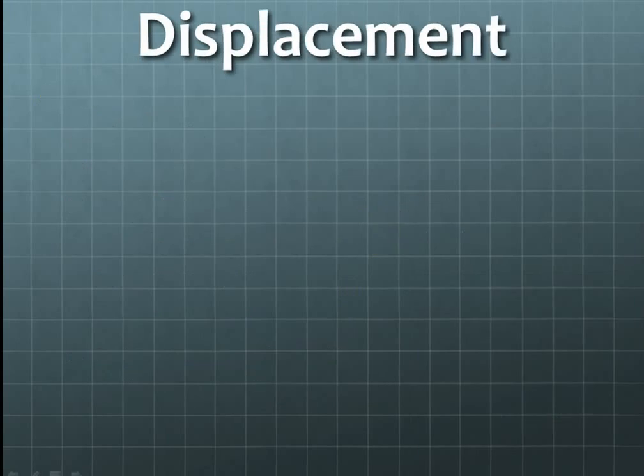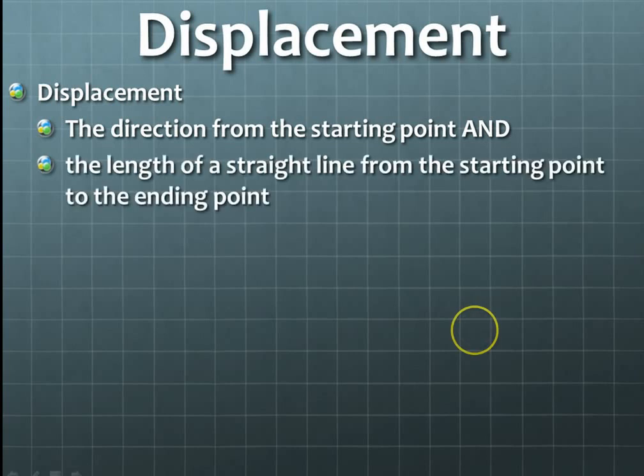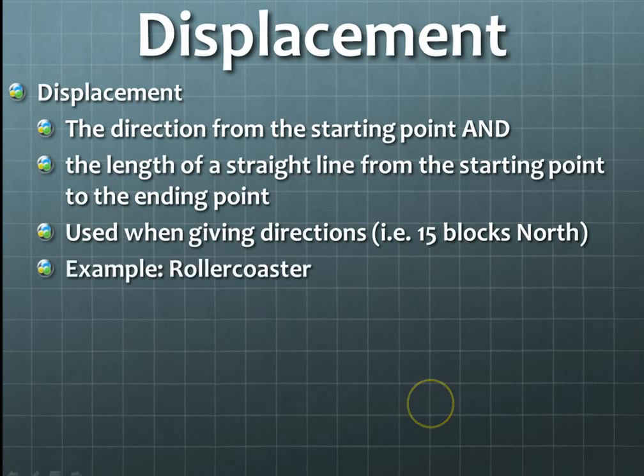Okay, so let's talk about displacement. Displacement is the direction from the starting point and the length in a straight line from the starting point to the ending point. And so we'll use direction. Like when you're giving directions on how to get somewhere, you're really using displacement. You don't just say you go 2 miles. You tell them which way to go. So that's the big key about displacement, is direction also.